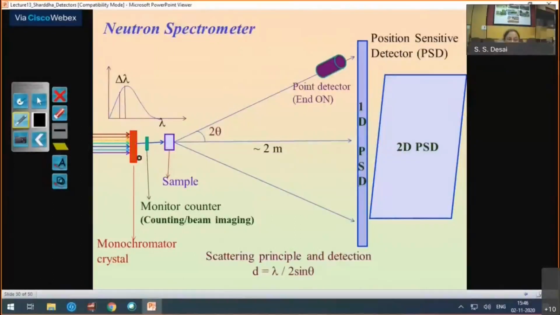So this monochromatic beam is falling on the sample, but before that you should have one neutron monitor counter which will give you a quantification of how many neutrons are falling on the sample. So the first detector starts at this stage. This also normalizes any variation in your output. Any variation in the reactor power is also reflected in this. And so the number of neutrons falling on the sample is being confirmed.